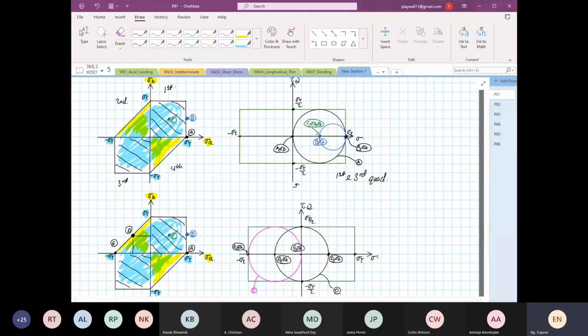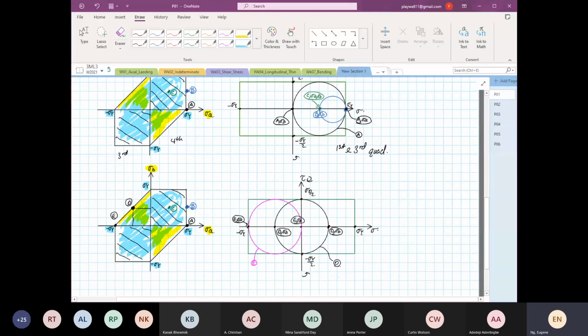But when it is in the second and fourth quadrant, you realize that the diameter did not change. It has been maxed out. But it shifts, depending on where we are.